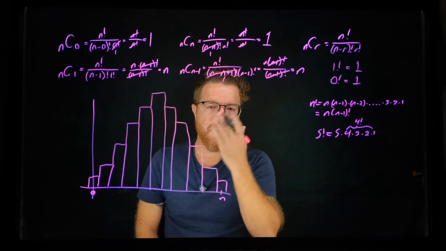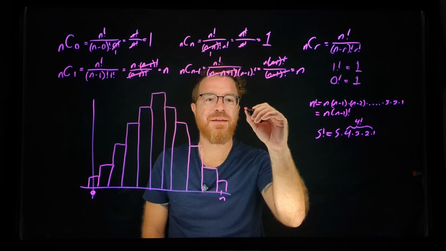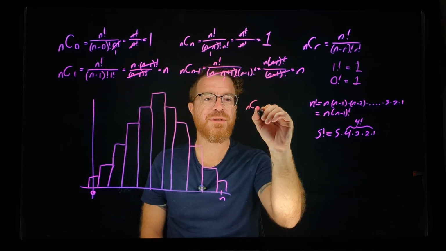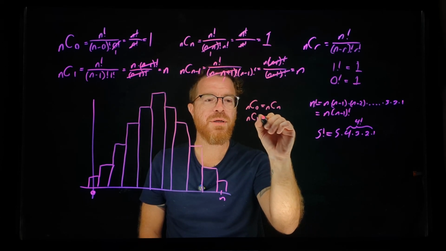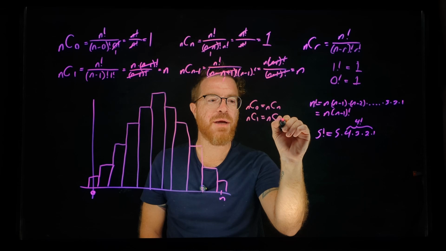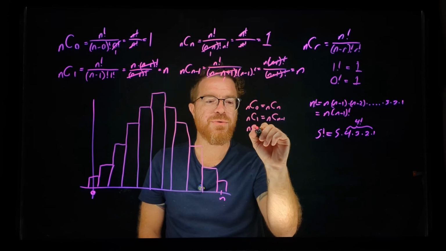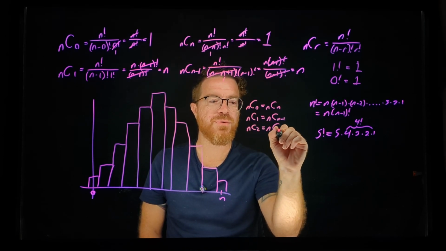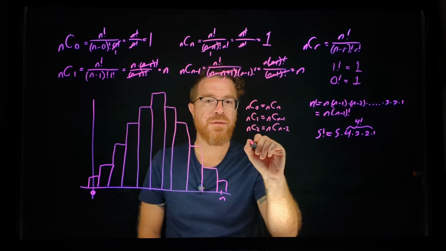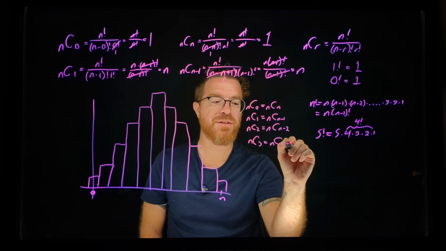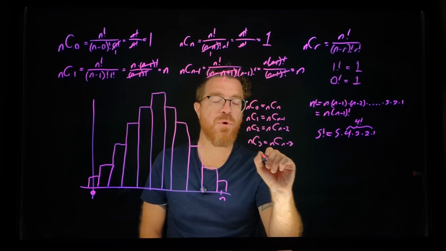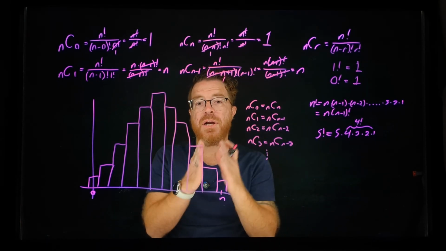So what this means is, no matter what combinations you're looking at, right, we had n choose 0 equals n choose n, n choose 1 equals n choose n minus 1, n choose 2 equals n choose n minus 2, n choose 3 equals n choose n minus 3, and this will continue on until you get to the very middle.